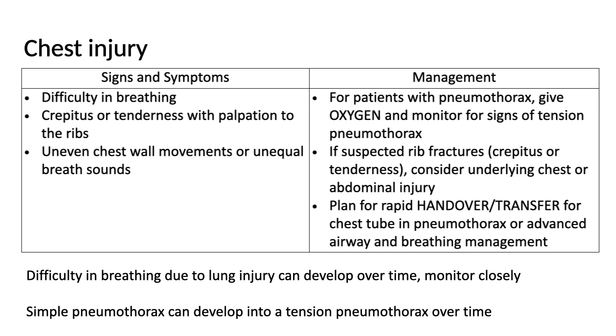There will be uneven chest movement and unequal breath sounds and hyperresonant percussion in case of pneumothorax. For this patient, you need to give oxygen and monitor closely. If rib fracture is suspected with crepitus and tenderness, consider that there may be an injury to the chest or abdomen.